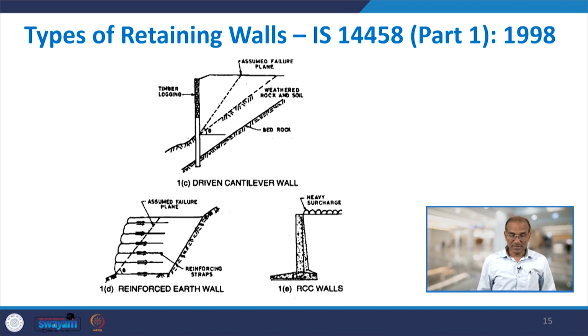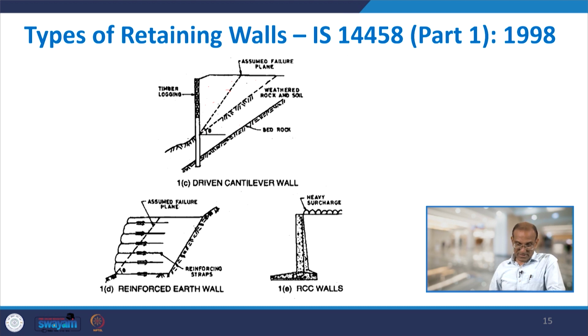So the third one, driven cantilever walls. In the driven cantilever walls, you have again a very thin wall, and assume the failure plane is here. This is the bedrock, which means you have quite good conditions, stiffness is quite high compared to the soil. Then on the top of it you have weathered rock and soil. This is the original line and this is cut down, this is filled here, and then this will protect completely.